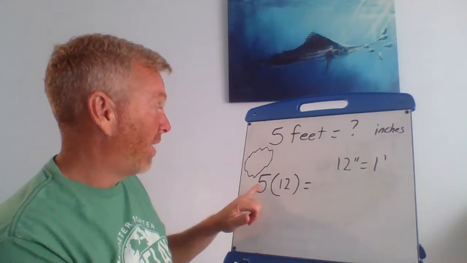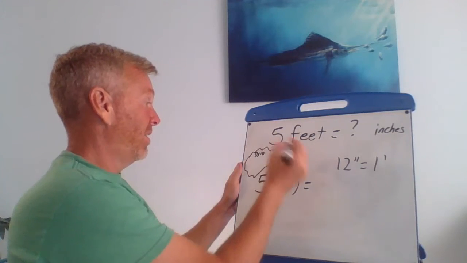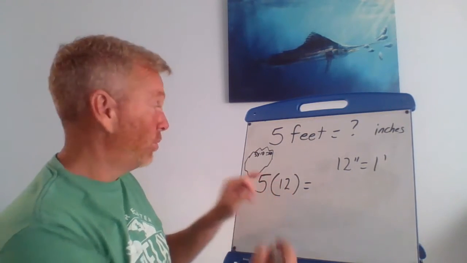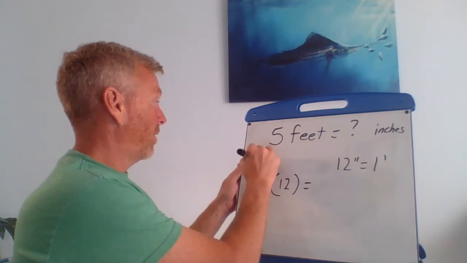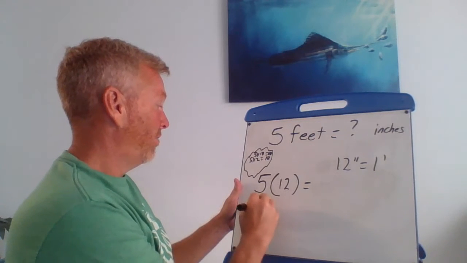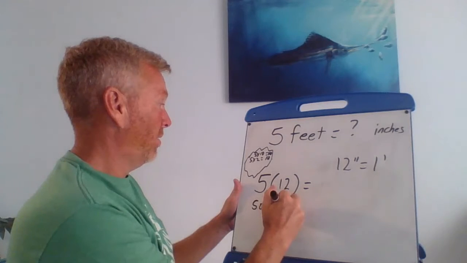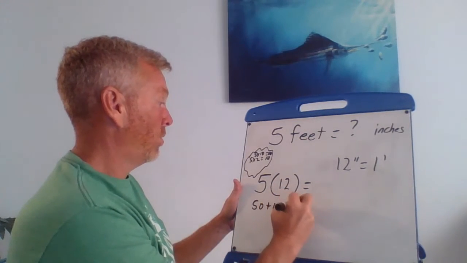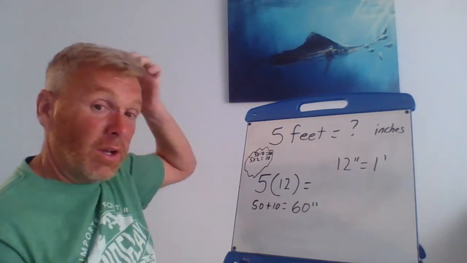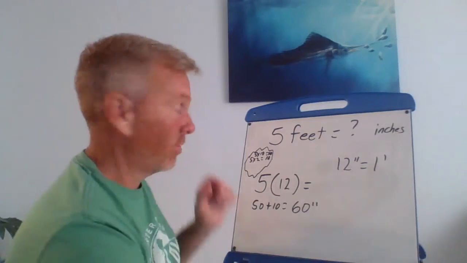And in this, I'm going to say 5 times 10. So I'd say 5 times 10 equals 50, and 5 times 2 equals 10. And I know if I add 50 plus 10 equals 60 inches. And that's how we can make those conversions. So we're going to do a couple more. Let's look at them here.